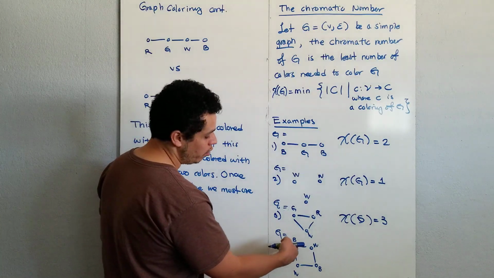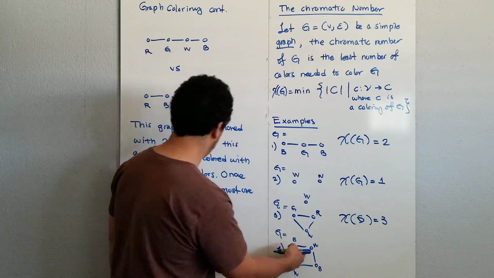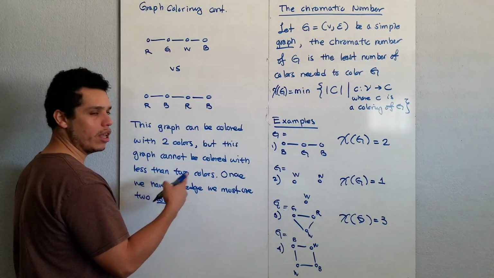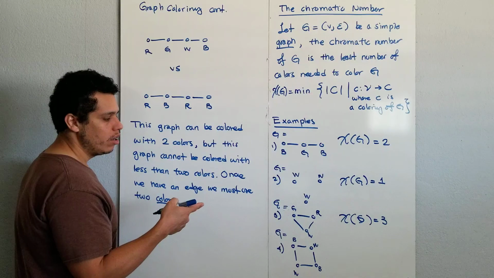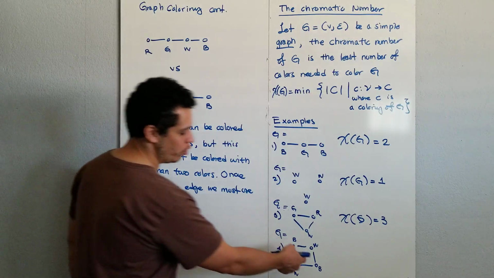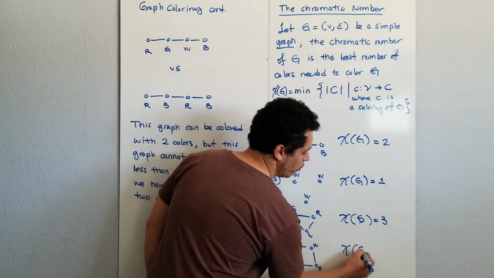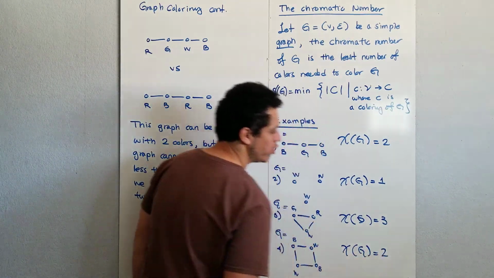And why? Well, we have two. And once we have an edge, we're forced to conclude that we need at least two colors. So that means that this is the least number of colors needed. So for this type of graph, we have that the chromatic number of this is 2.